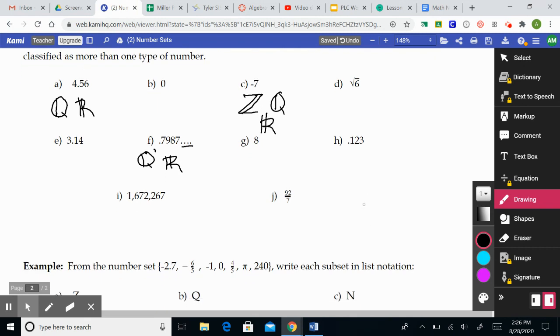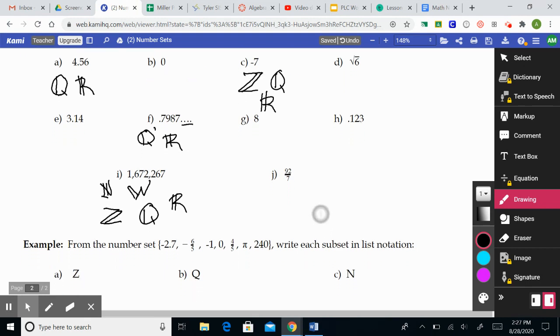Example I, is this a natural number? Yeah, if we counted high enough, we could definitely count to that number. Is it a whole number? Yeah, it's a whole number. What about an integer? This is also an integer. Now, is it rational or irrational? It's a regular whole number, so it's rational, and it is a real number.